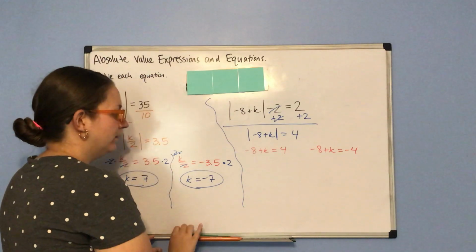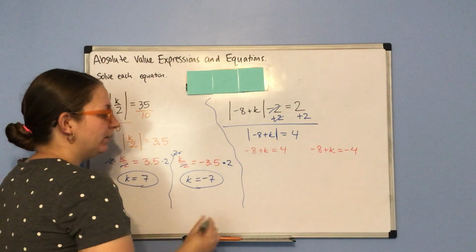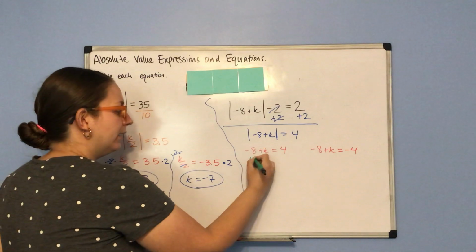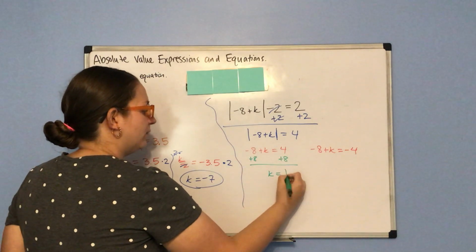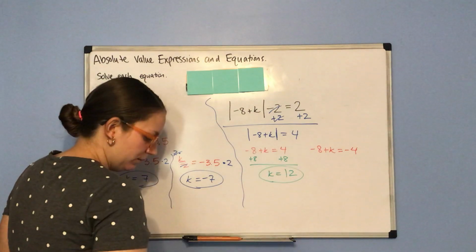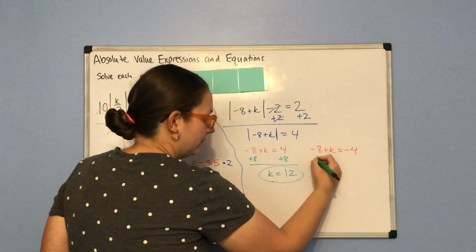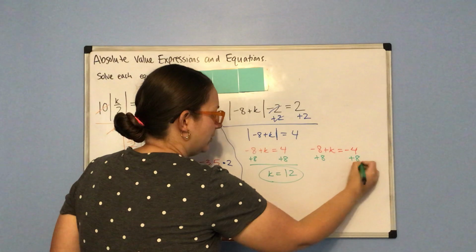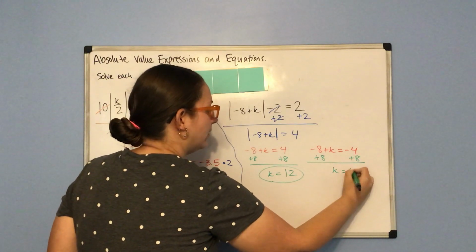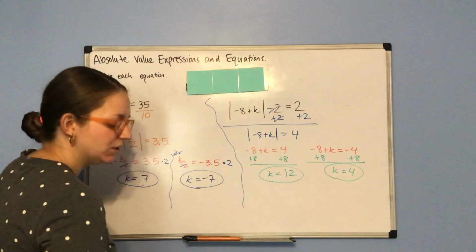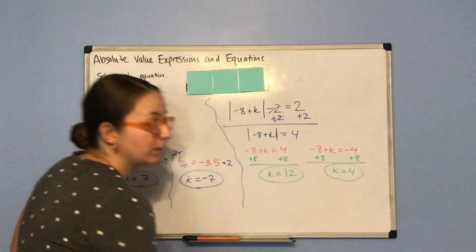All right, to finish solving this out, we want to get k by itself. I undo minus 8 by adding 8. First solution is going to be k equals 12. Same stuff over here, just happening to a different number. Negative 4 plus 8 is positive 4. So once again, two solutions like we would expect.